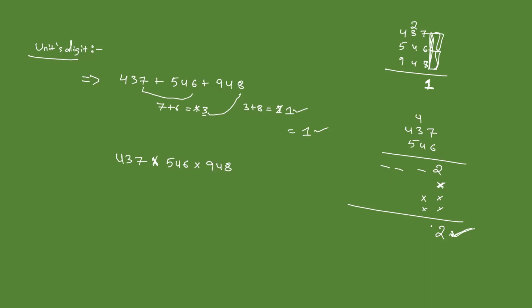With the same logic, see here, 7 sixes are 42. I will not bother about 4. I will go ahead with 2 now. 2 eights are 16. I will not bother about 1. I will go ahead with 6. So my final answer will become what here? 6. So it is a simple thing: apply the mathematical symbol between them and try to find the answer. If it is addition and multiplication, this is very simple.